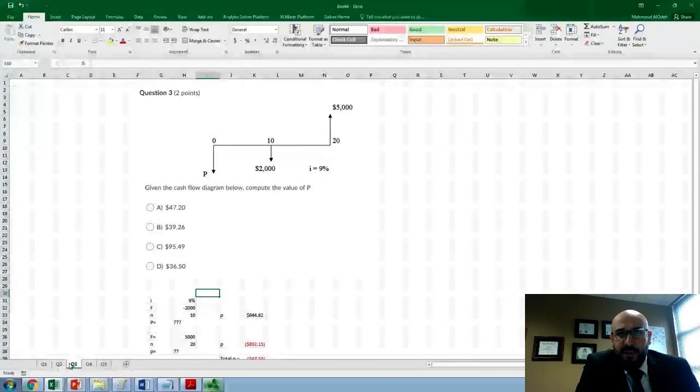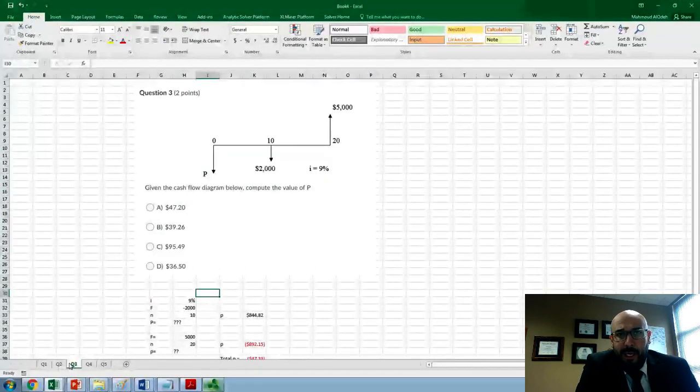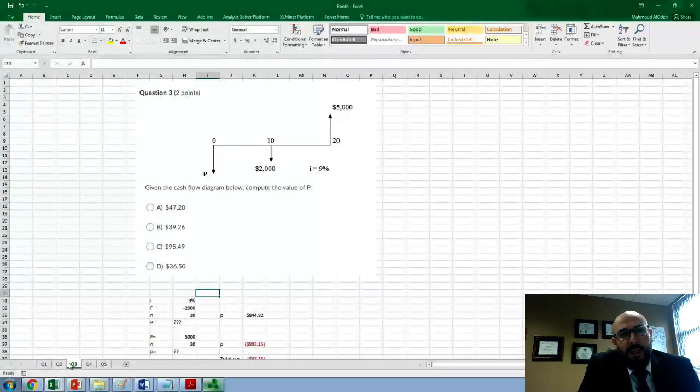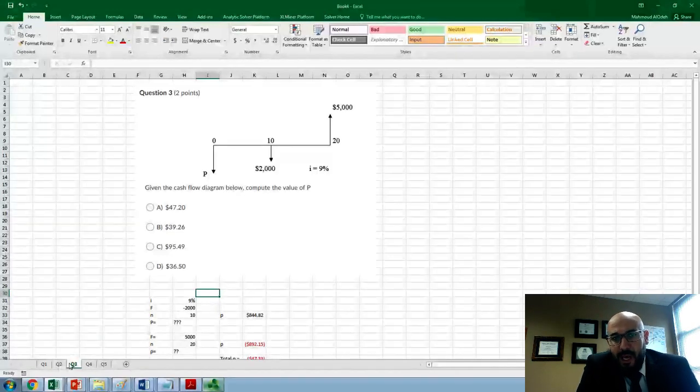This is a cash flow, so there's no case in this question, but this chart will help you understand the case. Assuming that you're going to invest a P amount, an X amount at year 0, in 10 years you will be withdrawing an additional $2,000, and in 20 years you will be withdrawing $5,000.